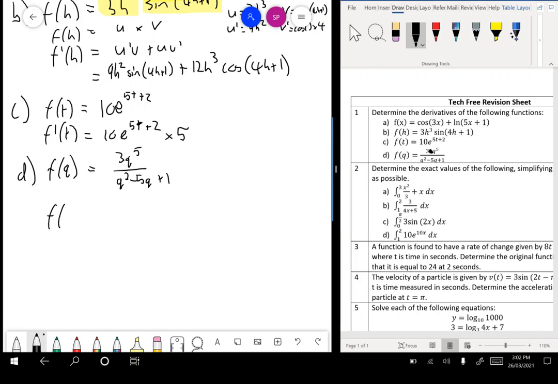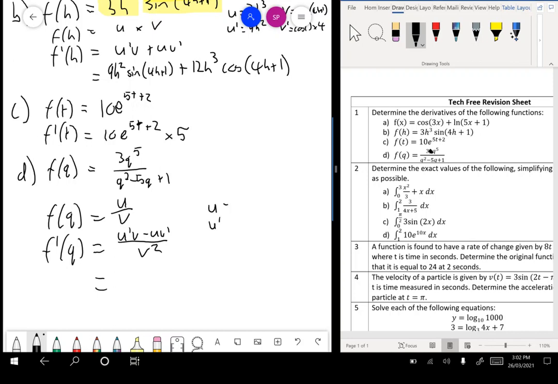So the way quotient rule works is if you have a function of your variable, q for us, divided by another function of your variable. And the way it works, so if we have u over v, f dash of q is equal to u dash v minus u v dash over v squared. And let's just, once again, off to the side, find our u's and v's.